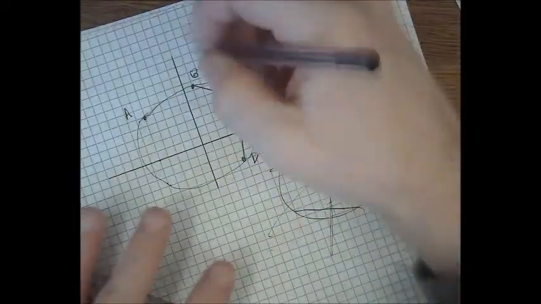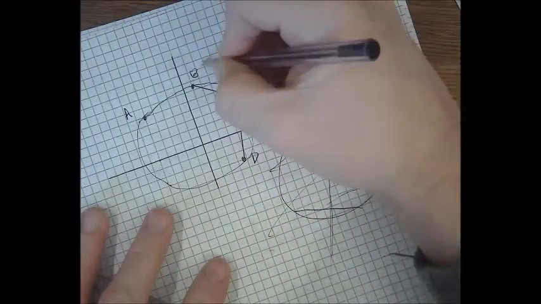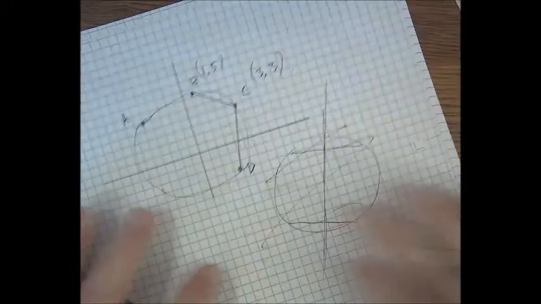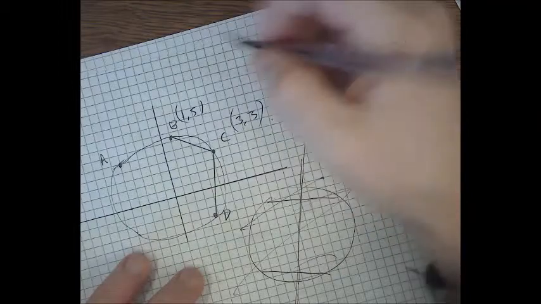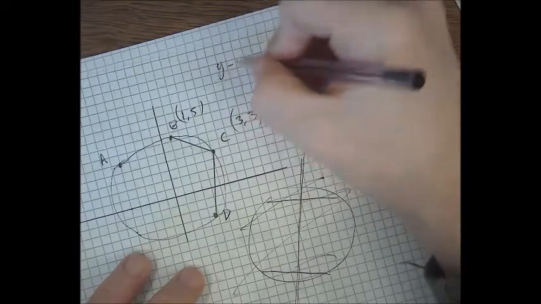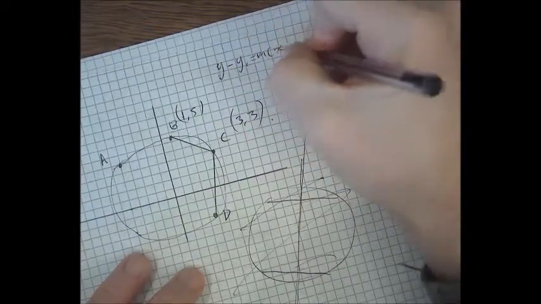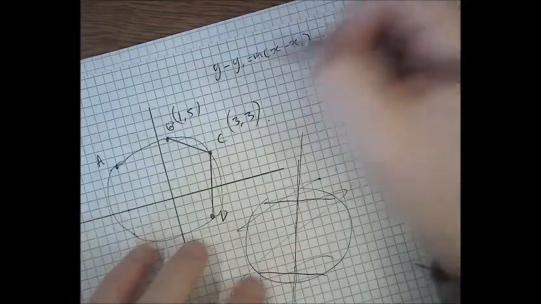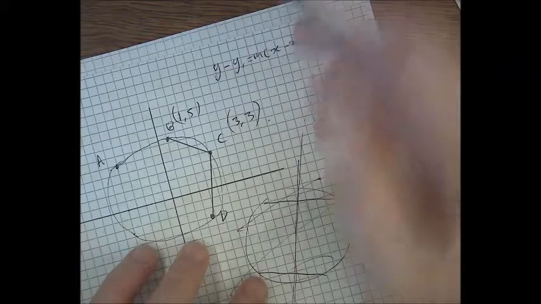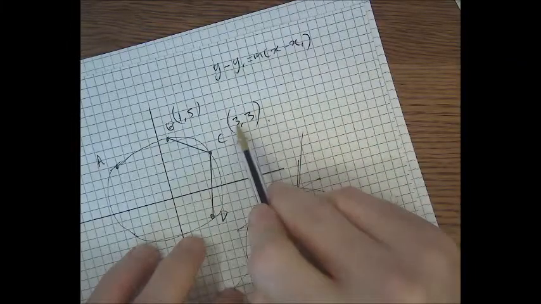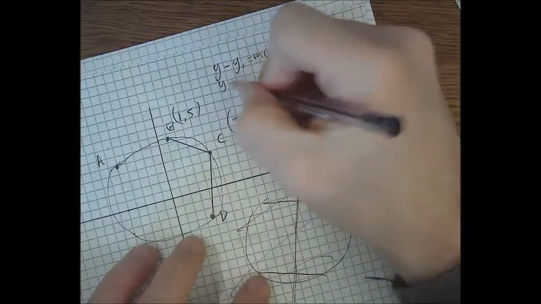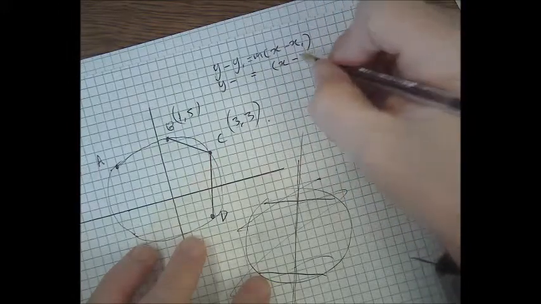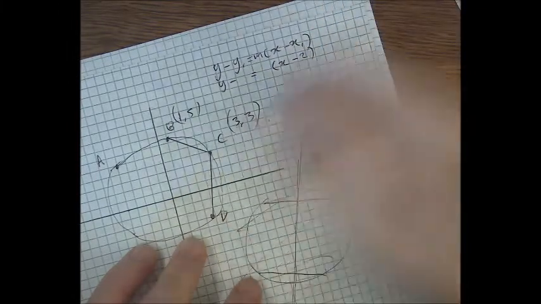Now, B was 1, 5, C was 3, 3. I'm going to see just how fast I can get the perpendicular bisector of this. Okay, so here's the template. I need a point it goes through. The perpendicular bisector is going to go through the midpoint of that. The midpoint is add up the x's, divide by 2. Add up the y's, divide by 2.